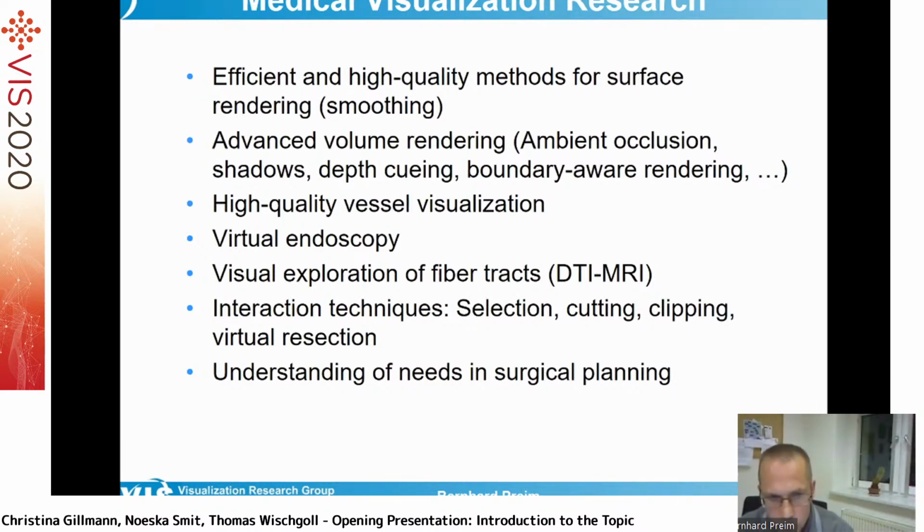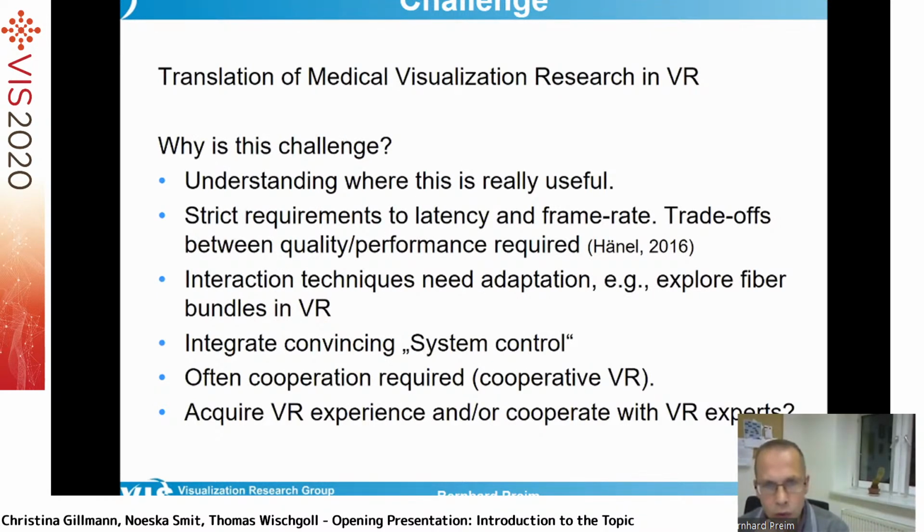There are good solutions for virtual endoscopy, for visualization of fiber tracts, and not only the static visualization was developed quite well. Also, a lot of effort was spent to come up with good interaction techniques. And there's also a good documented understanding of the needs in surgical planning. So my vision is a bit to combine both. And this relates to some challenges.